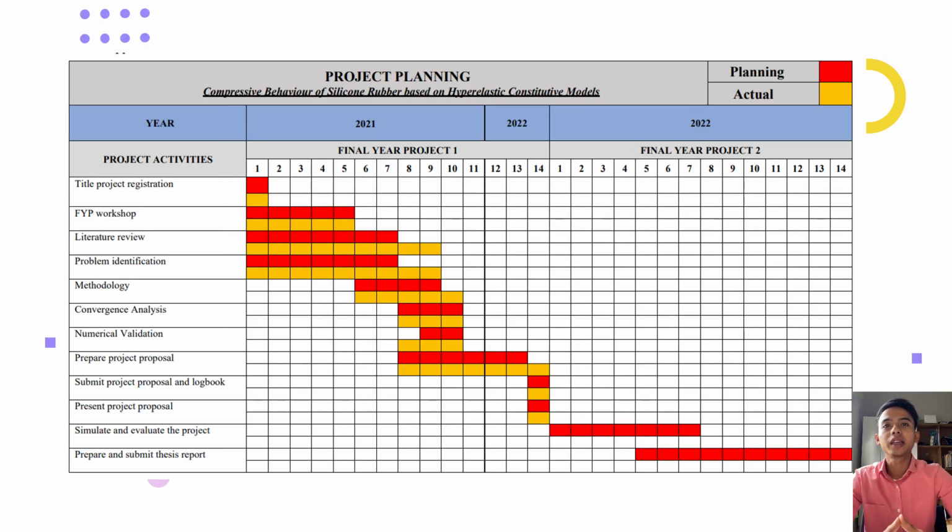Lastly, project planning. And this is the project planning, which consists of title, project registration, FIP workshop, literature review, problem identification, methodology, convergence analysis, numerical validation, prepare project proposal, submit project proposal, and present project proposal for this semester. And for next semester, project planning consists of simulate and evaluate the project and then prepare and submit the report.